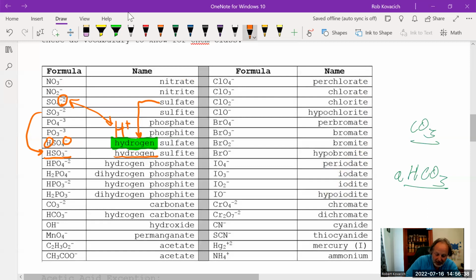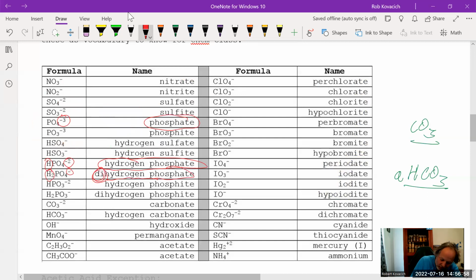So phosphates are going to do the same thing. So here's a phosphate with a -3 charge on it. And now I've got a hydrogen phosphate, and now it's only got a -2 charge on it. Or I can have a dihydrogen phosphate, and now I've got 2 hydrogens on it and only a -1 charge. So the charge keeps going up, becoming less negative as you add hydrogens. If I add a 3rd hydrogen, then the charge goes to 0.